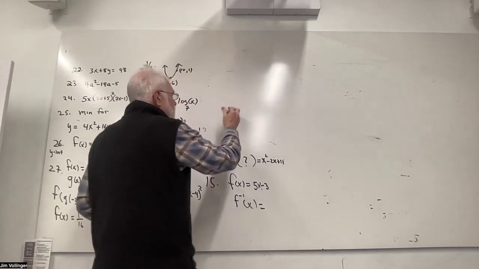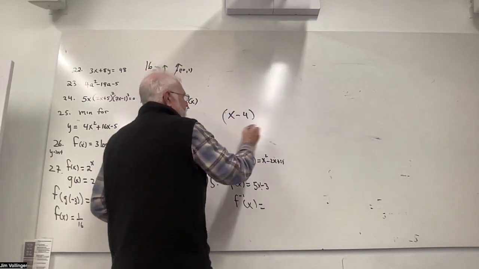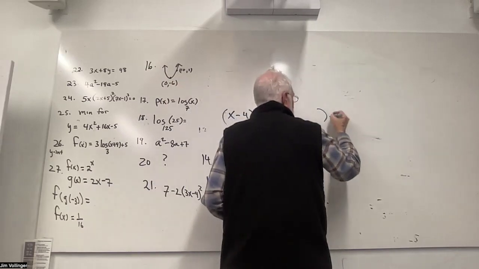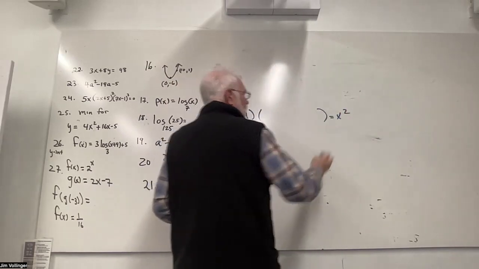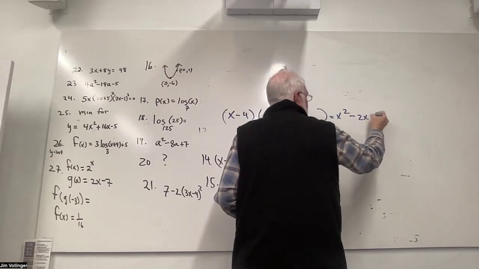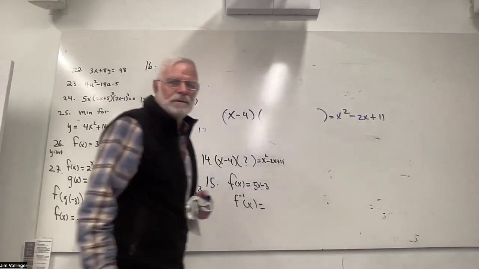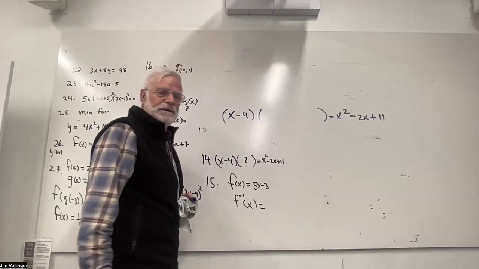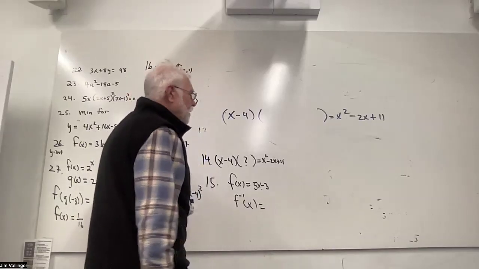x minus 4 times what gets me x squared minus 2x plus 11? So that's the problem we're working on right now. And I think we can see pretty well, but the light does give some streaks on the board.